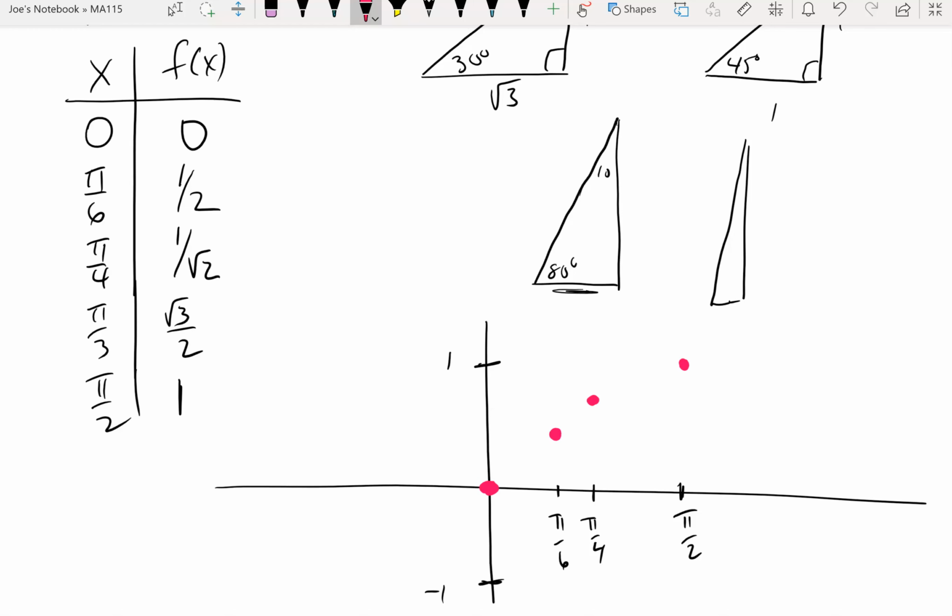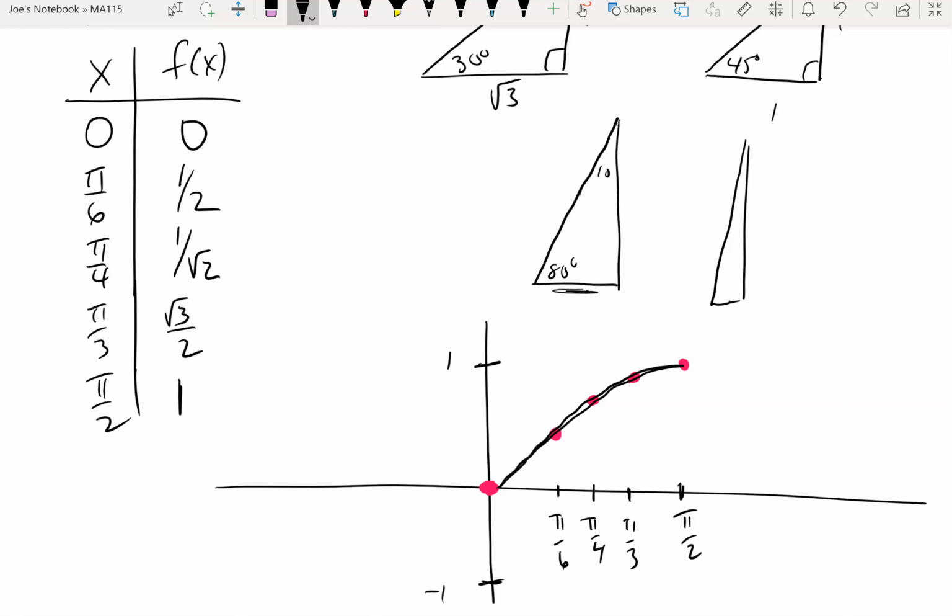And then we can do the same thing for pi over 3. It's just on the other side of pi over 4. And we said that that was square root of 3 over 2. And if you check your calculator, that's about 0.866. So about here. So we have those points. So if we were to graph this, then this would go something like so. Just playing connect the dots, making it smooth, right? You agree?